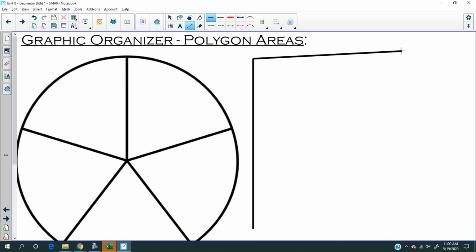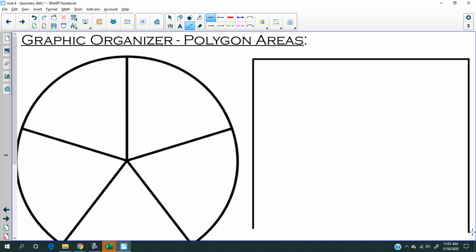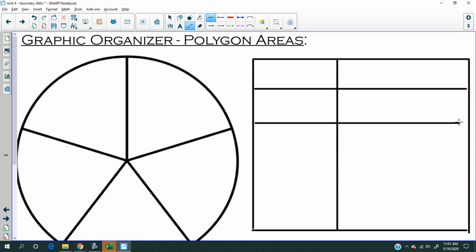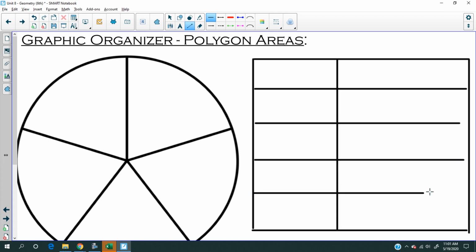Something like a 2 by 5, so 2 columns, 5 rows. All right, but it has to be a very large graphic organizer. As a matter of fact, as soon as I'm done showing you this, I'm gonna undo everything. So something like a two column by 5 row kind of thing, because we need 5 parts.